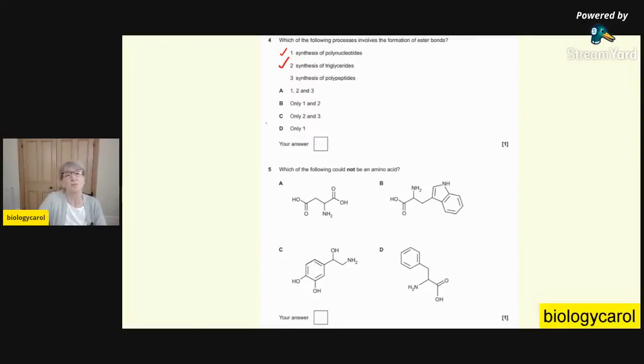So, definitely one. Two, absolutely, ester bonds are in triglycerides, between the carboxylic acid group on the fatty acid and the OH group on the glycerol. That's where an ester bond is formed. And it is not in polypeptide because that is a peptide bond. So only 1 and 2, that gives me the answer B, which was the correct answer.